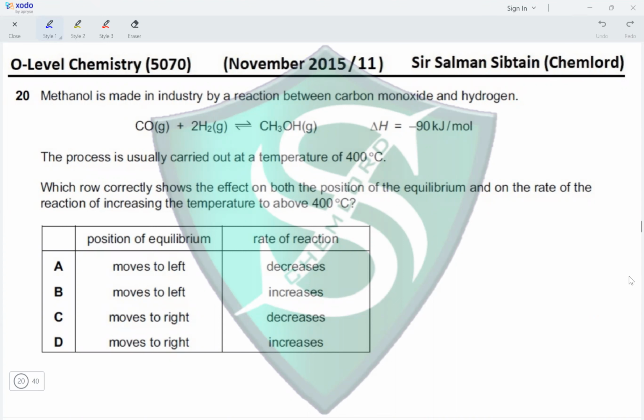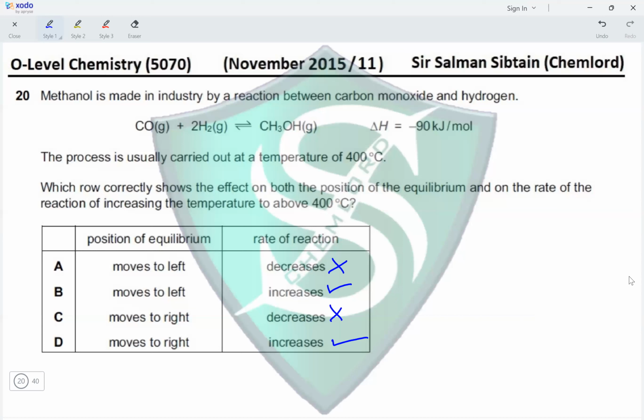So if the temperature increases, the rate of reaction would increase, because an increase in temperature would result in the reactant molecules gaining kinetic energy and colliding more frequently with each other, resulting in more effective collisions taking place. Therefore, the rate of reaction increases. So, options A and C have been eliminated. We will continue with options B and D.